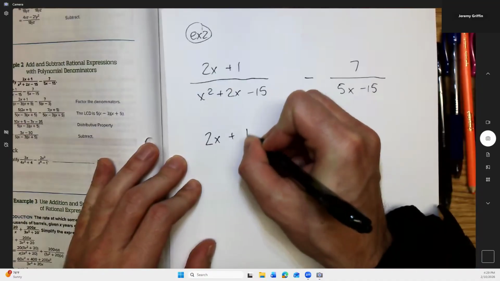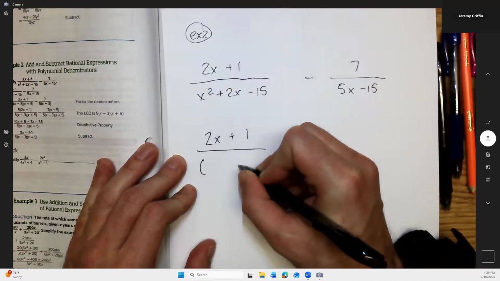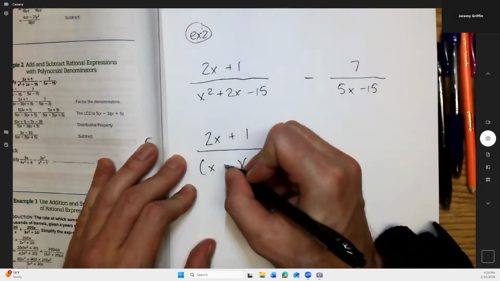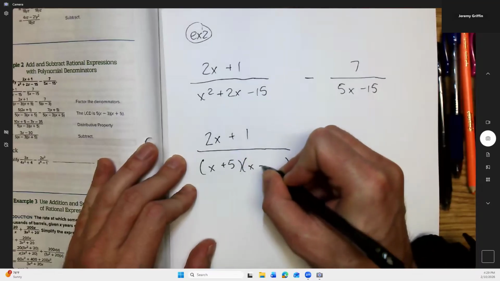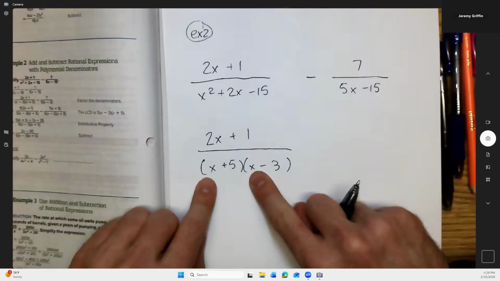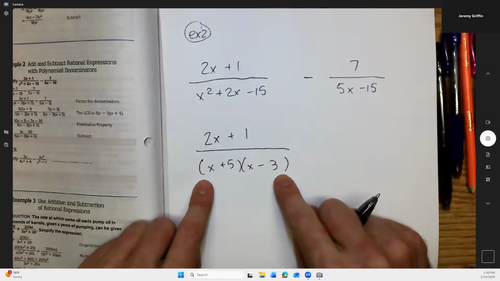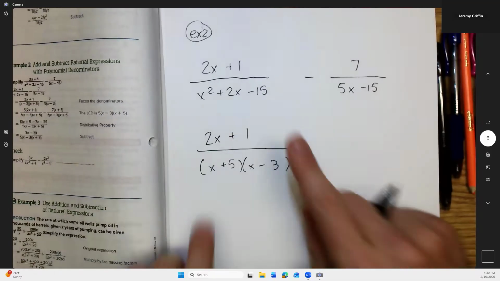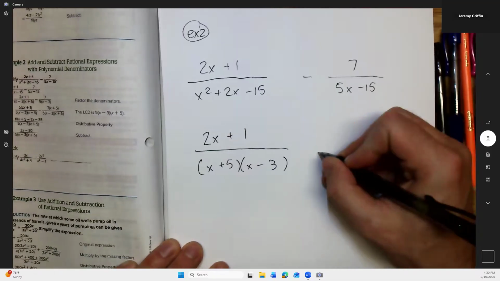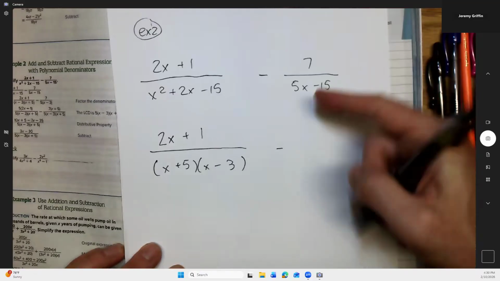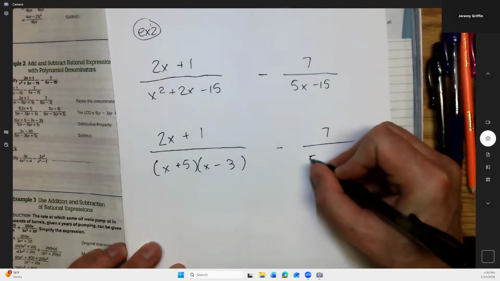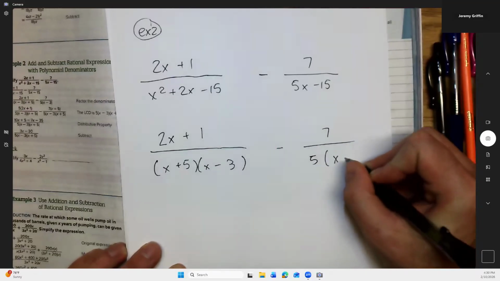So 2x plus 1 over, now how could I factor this? How about 3 and 5, I think could work. Let's do x plus 5, x minus 3. Let me show you guys that works by FOILing. X squared, bing. Negative 3x plus 5x is 2x, bing. 5 times negative 3 is negative 15, bing. Okay. And then minus, and over here, I know I can factor out just a plain 5. So let's do 5 and then x minus 3.